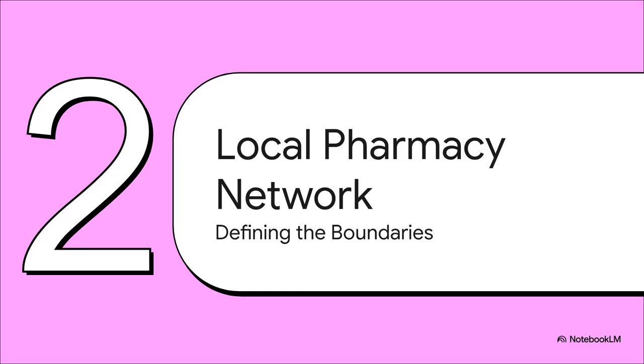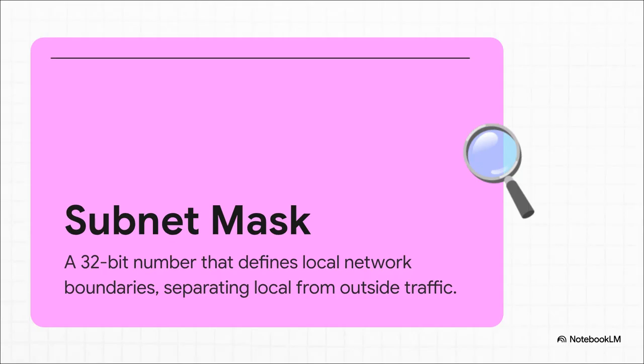Okay, so all the devices in your pharmacy have an address, and they're all on the same street. But how do they know the boundaries of that street? How does your computer know that the label printer is a local neighbor it can talk to directly? Well, that's where the subnet mask comes in. This is another special number that basically draws the property lines for your local network. It works hand in hand with the IP address to tell your computer, look, anyone with an address that starts like this is in our neighborhood. You can chat with them directly. But anyone else, they're outside the neighborhood, and you're going to need to take a different route to reach them.